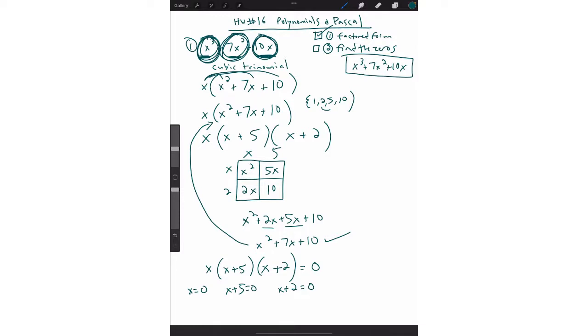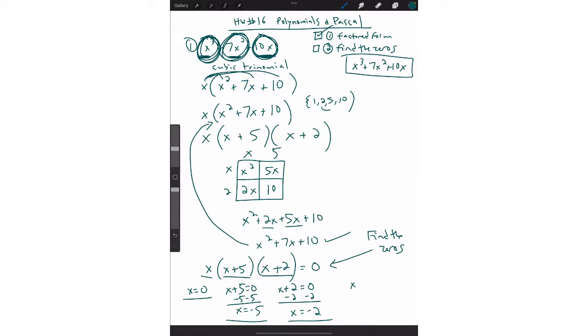So when I'm being told to find the zeros, I would really just set everything equal to 0 and then set each term equal to 0. So I'd set x equal to 0, x plus 5 equal to 0, and x plus 2 equal to 0. And we would find each, right? So x equal to 0. For x plus 5, in order to solve there, I'd subtract 5 from each side, and I get x equals negative 5. Subtract 2 from each side, and I get x equals negative 2. Okay, so my zeros are x equals 0, x equals negative 5, and x equals negative 2.